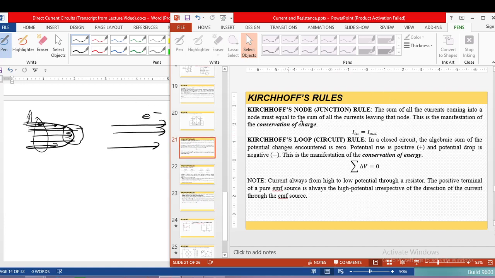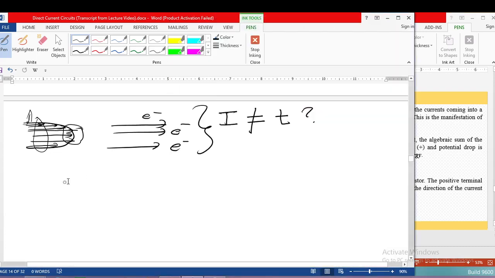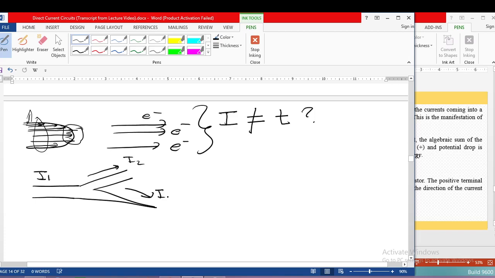So whatever enters your node, usually it's called a node or junction, right? A junction is where there are 3 or more wires. So I have here wire I1, then it will split to I2 and I3. Why I said I2 and I3, because some of the electrons will go here and some of them will go here, depending on the resistance of your wire.